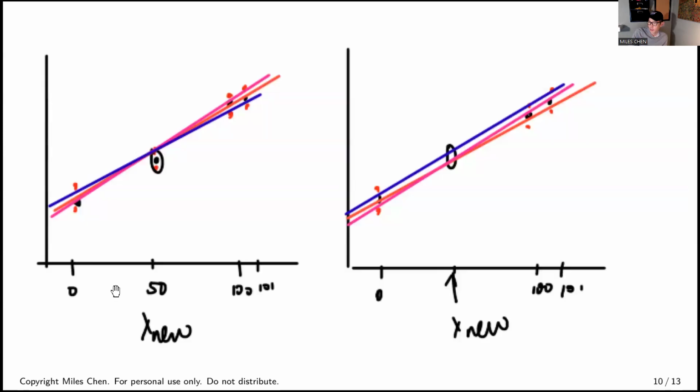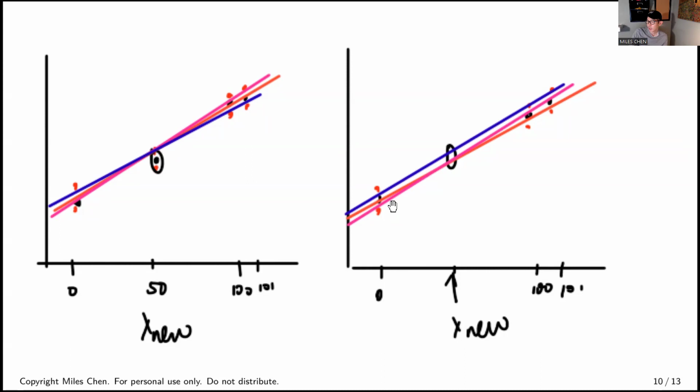The prediction picture looks kind of like this. I've got observations at 0, 100, 101, and a new observation at 50. Again, the random dots that I get are these little red dots. I might get some observations and fit this blue line, and you might get some random observations and fit either the pink line or the orange line. How much are my predictions going to vary from your predictions? Probably not that much. So we have very little variance here.